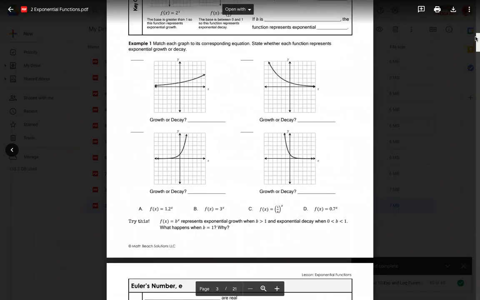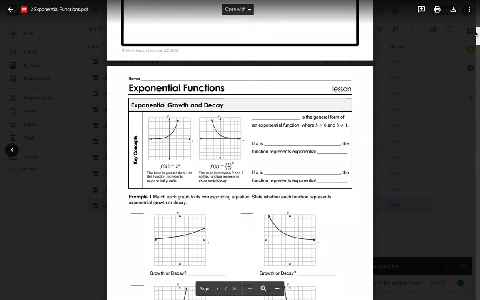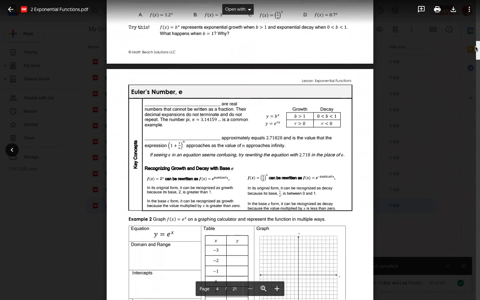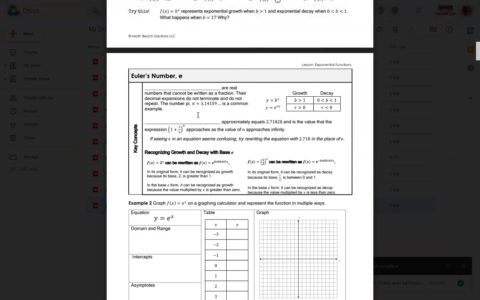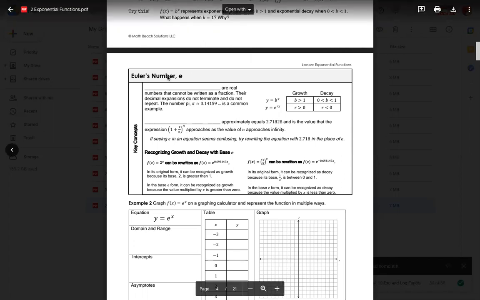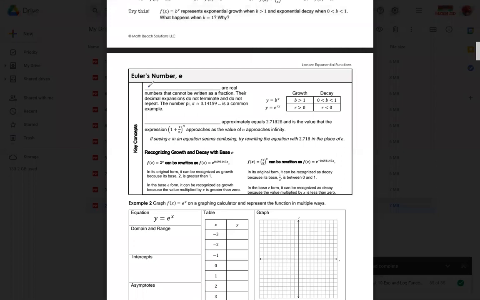Now, there's another type that's not just a random base. It could be base 2, 3, 4, 5, whatever you want it to be. And then there's this one thing called Euler's number. It's e. It's a different thing that you can recognize when you're dealing with exponential type numbers. Like I said, it's called Euler's number, and it's an irrational number. It's a number that they found in math, and you can use it to help with these types of things.